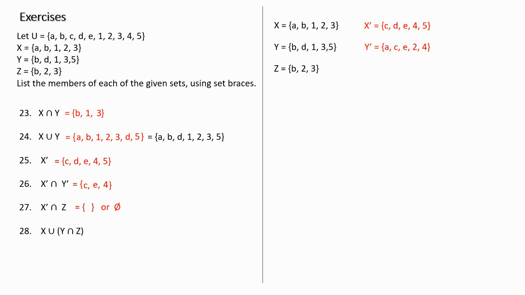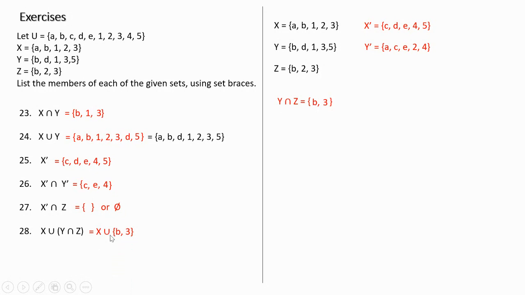Okay, now number 28. It has X union, parentheses, Y intersects Z. So here, guys, we also have to follow PEMDAS. We have to do what's in parentheses first. So we're going to go to Y intersects Z. What do Y and Z have in common? Let's put it here on the right. Does it have an A? Do they have a B? Yes, they have a B in common. Does it have a D? No. A 1? No, it's not in Z. A 3? Yes, they have a 3. A 5? No. So the answer will just be B and 3. So this is Y intersects Z.